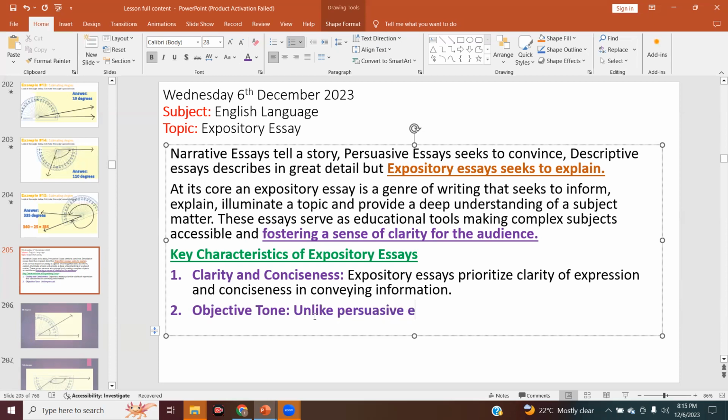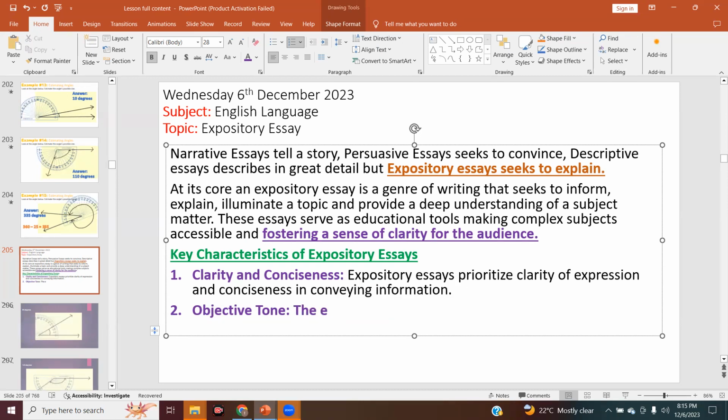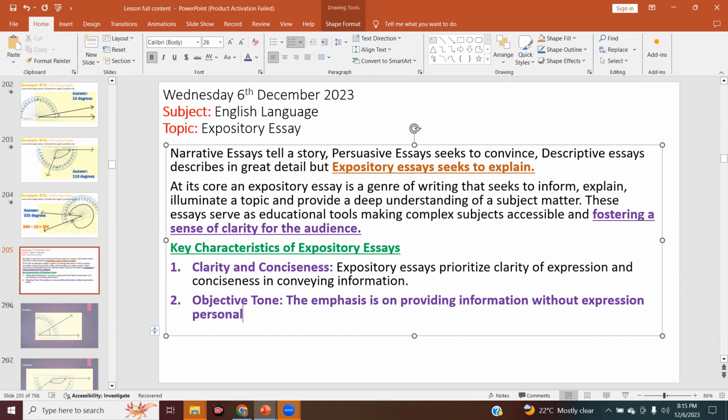persuasive essays that attempt to, well, let me not start it like that. Let me start by saying the emphasis is on providing information without expressing personal opinions or attempting to sway the reader's perspective.